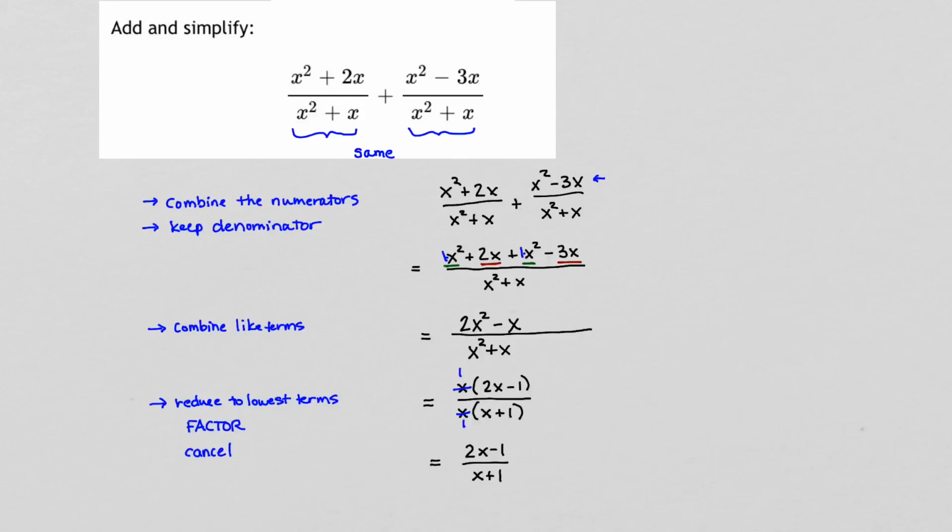Neither the numerator nor the denominator can be factored any further, and so there's nothing else to cancel because they are not similar factors, and we can finish.